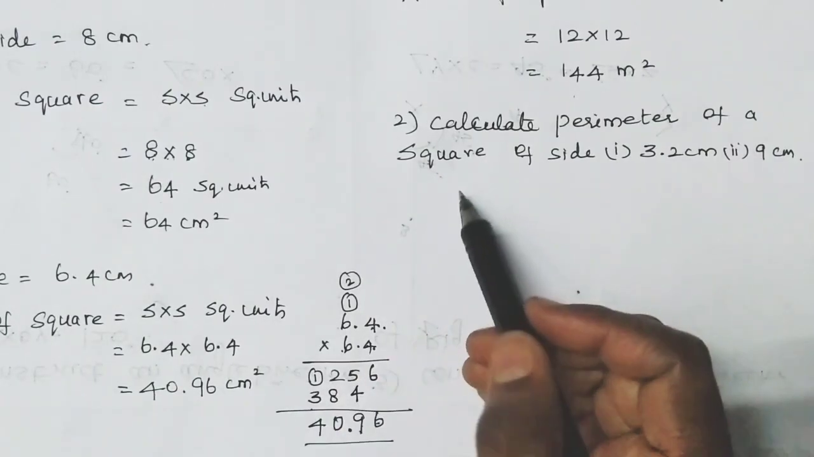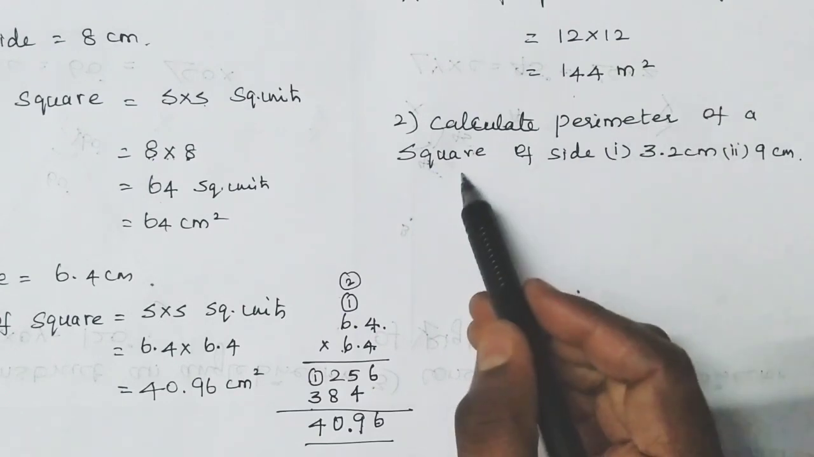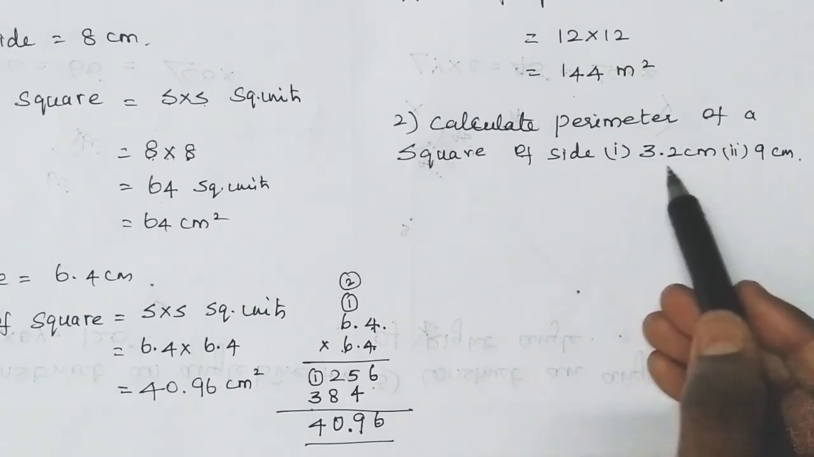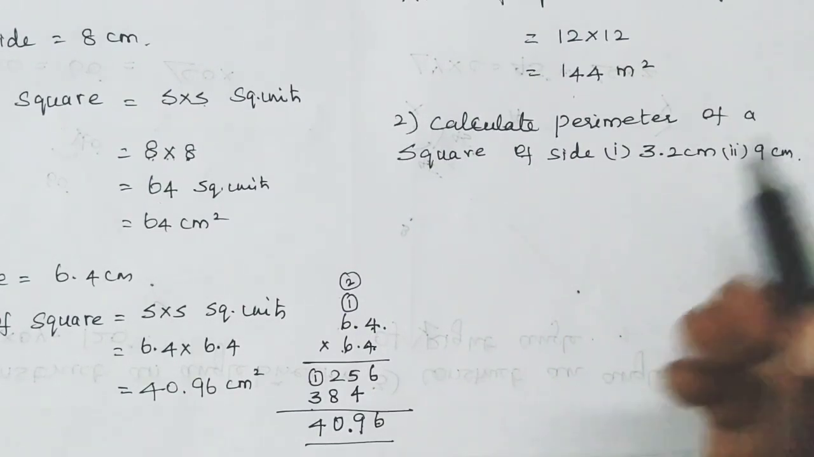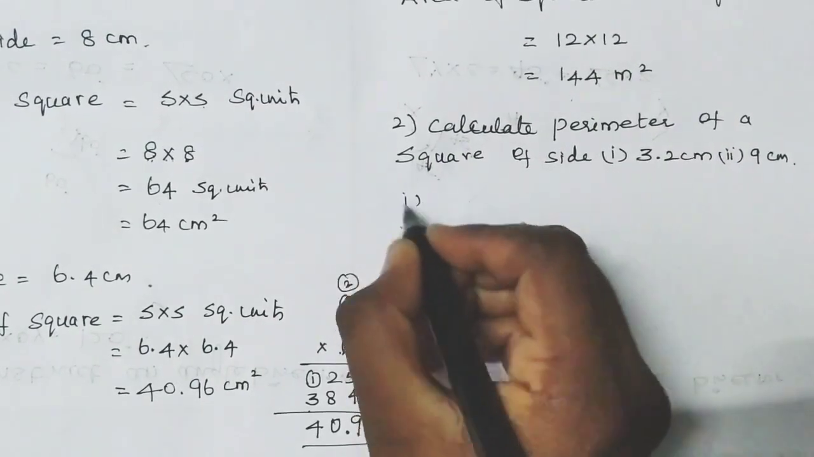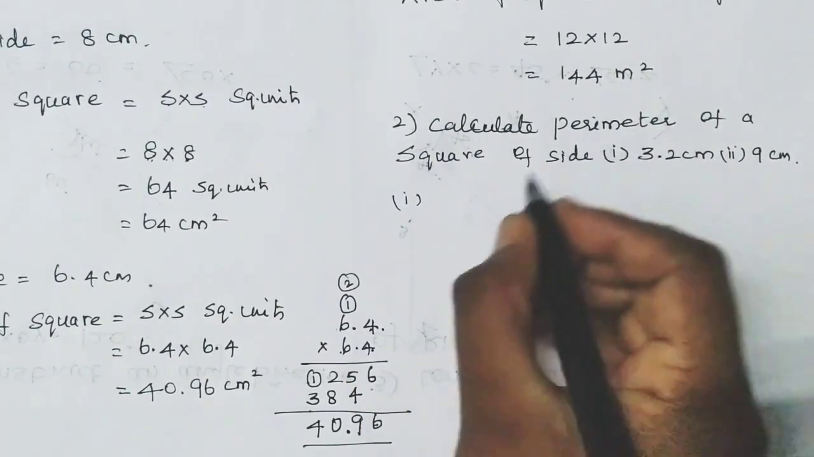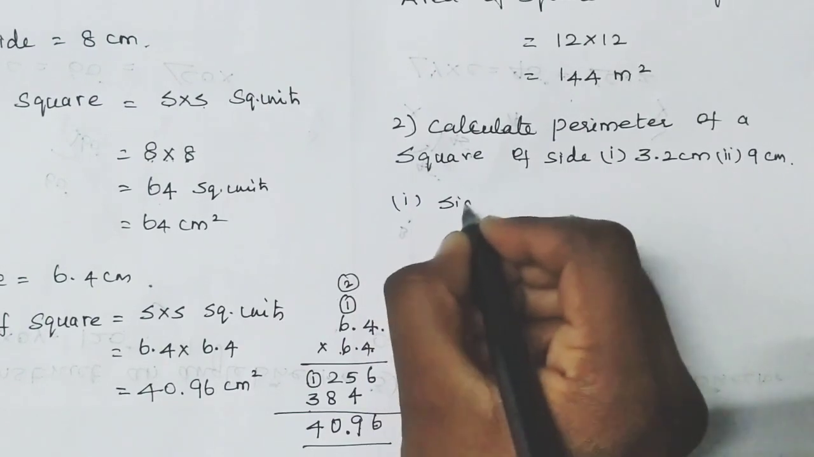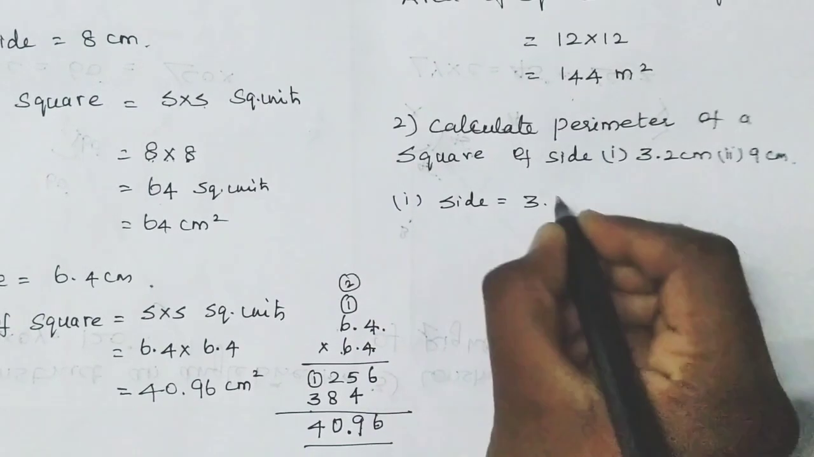Now listen to the second sum. Calculate perimeter of a square of side: first subdivision 3.2 centimeter, second subdivision 9 centimeter. So first we'll do it for 3.2 centimeter. So side is given as 3.2 centimeter.